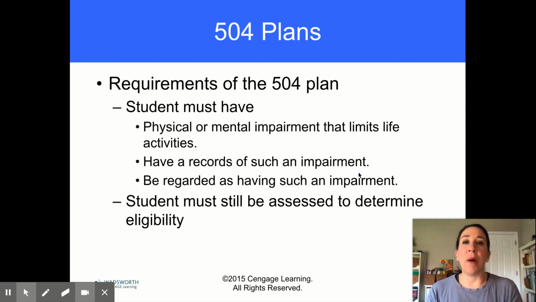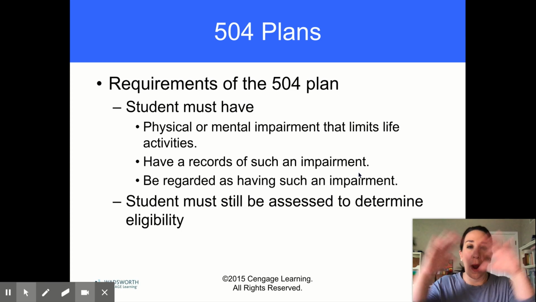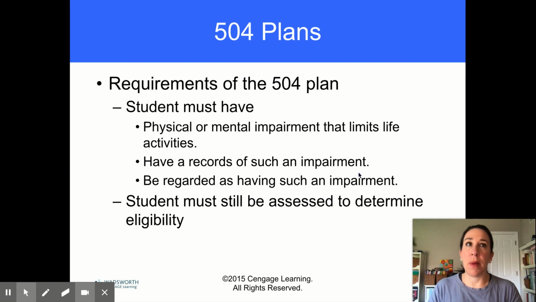504 plans are a little bit different in that they are not nearly as prescriptive. It's not as wide ranging. A 504 plan might be something like, my child has anxiety in loud, crowded environments, so she can't go to PE. So, what are we going to do instead of that? 504 plans are generally based on the assessment by a doctor or a mental health professional or something like that. So many students have 504 plans as well.